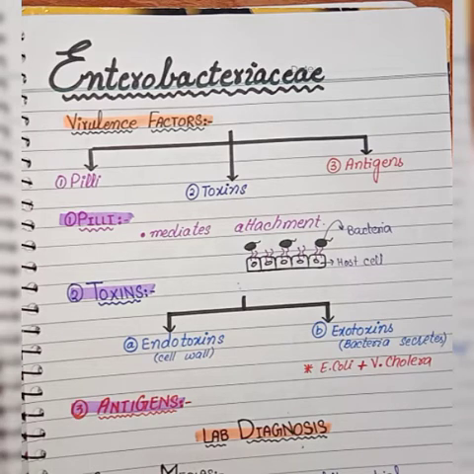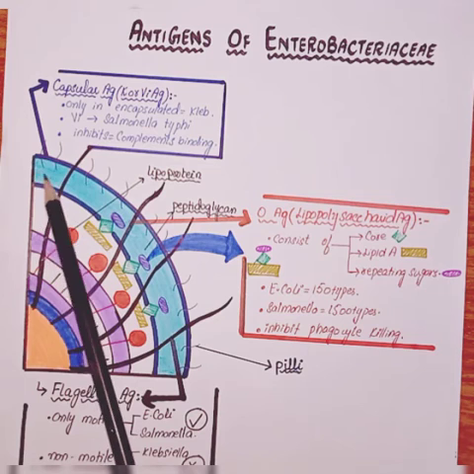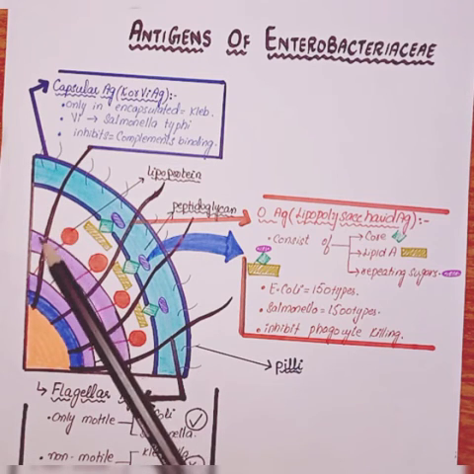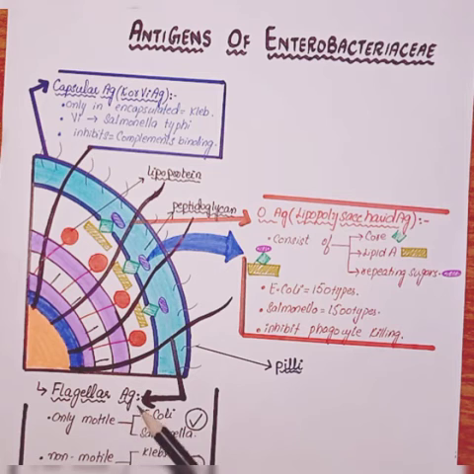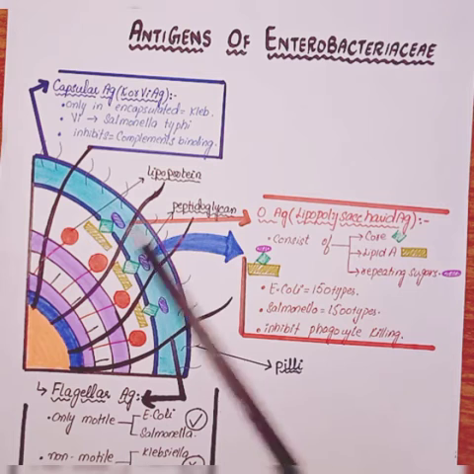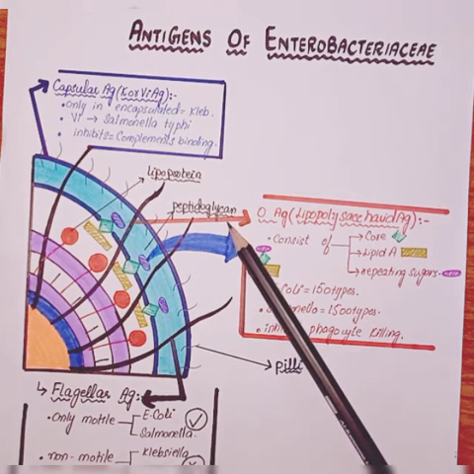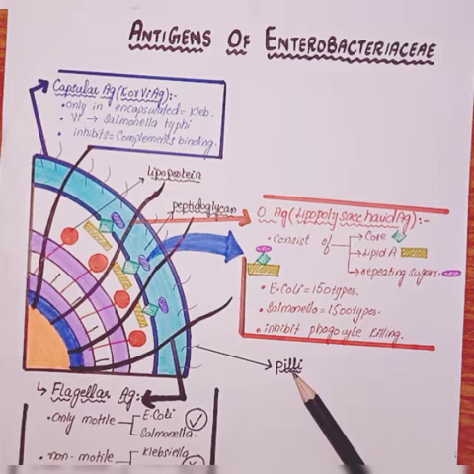Now let's move to the antigens. So here we have the antigenic structure of the Enterobacteriaceae family. Let's discuss briefly one by one. First we have the capsular antigen. In blue, that is the capsular antigen. Then there are flagella and the flagellar antigen, and these subunits are the O antigen or somatic antigen, then the lipoproteins, the layer of peptidoglycan, and these are pili. So let's move to the antigens.